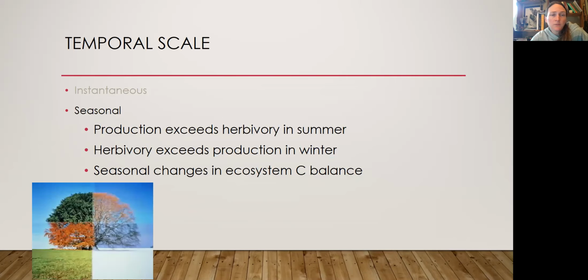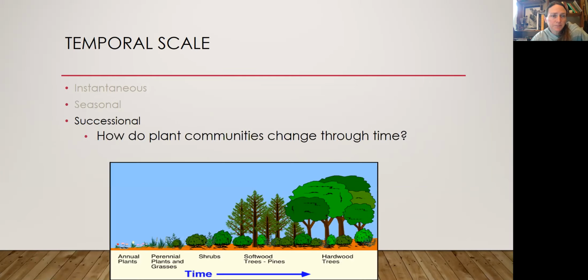Or you could ask something at the scale of a season. So does production exceed herbivory in the summer? Does herbivory exceed production in the winter? What kinds of seasonal changes in ecosystem carbon balance might there be? Or you can ask something at a successional scale. How do plant communities change through time? And this would be over decades, up to about several hundred years. And you could watch a community of plants changing over time.